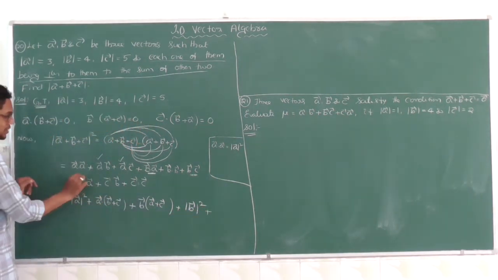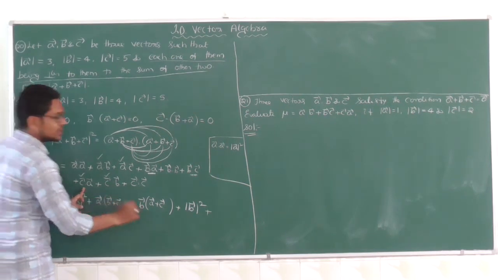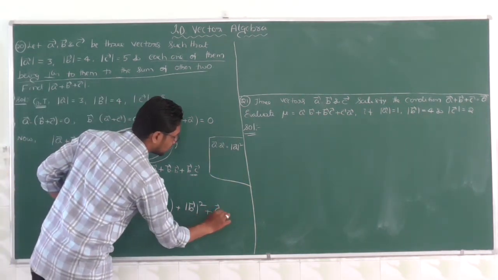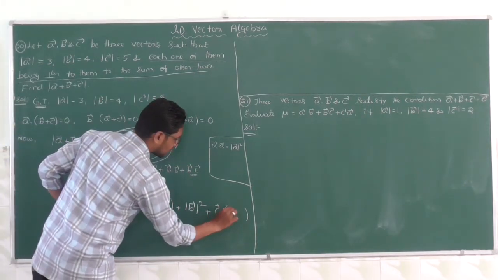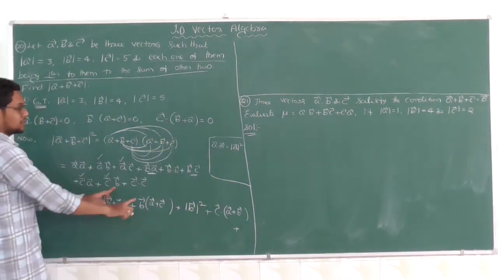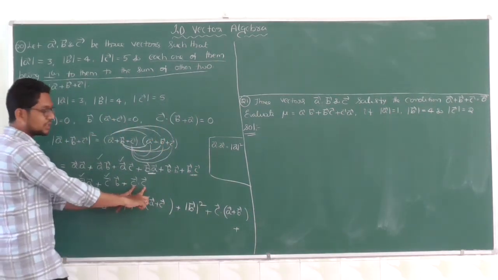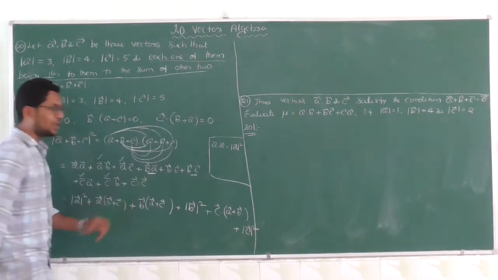Next plus, here we have C dot A, C dot B. In this take the C vector common. Then the remaining things are the A vector plus the B vector. Next, the last one, C dot C, what is it? Magnitude of C square.